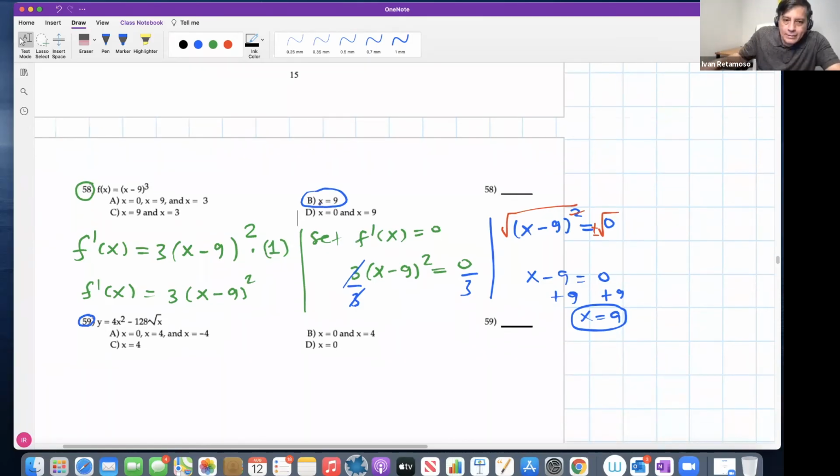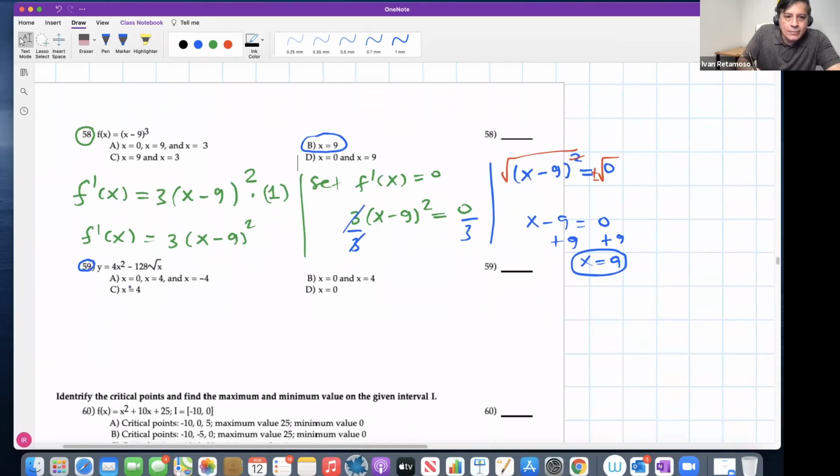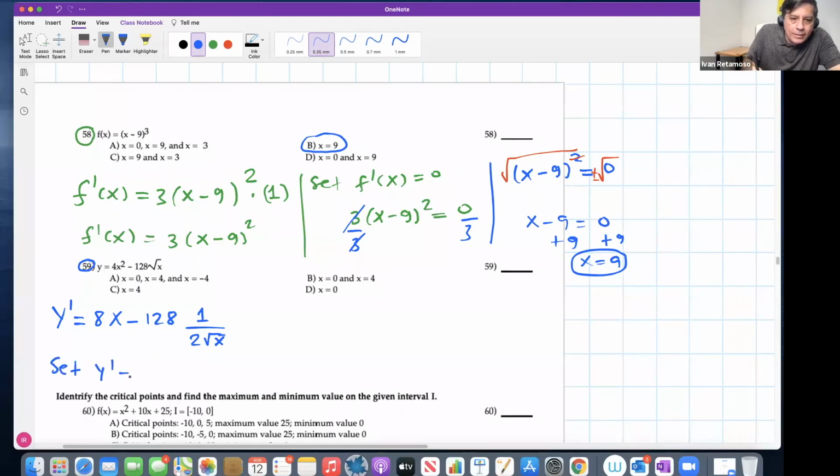Another one that was requested here, this one, right? How to figure out the critical points here. This one is very interesting. It will show the special case. Derivative of this is 8x minus 128. Derivative of a square root of x, remember guys, 1 over twice the square root of x, right? That's it. Now we are supposed to set this equal to 0, right? Set y prime equal to 0 to find our critical point.